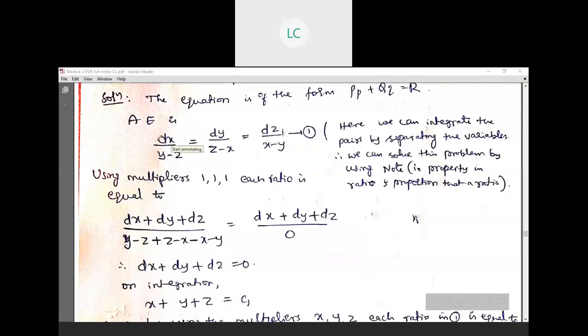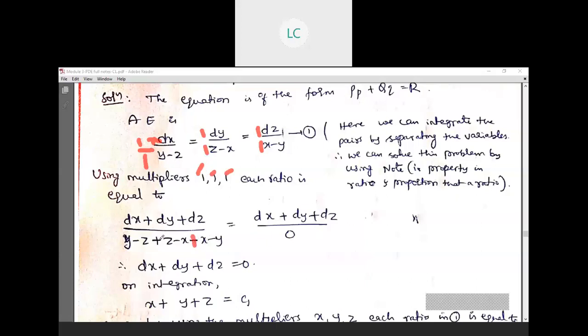That's why I already told you that you should multiply by 1 and divide by 1 in the first term. Next, this one you should multiply here and here, and the third one you should multiply here and here. Then this becomes dx. 1 into dx is dx, plus 1 into dy, plus 1 into dz, by 1 into y minus z is y minus z, plus 1 into z minus x is z minus x. Sorry, this is also a plus, not minus. Plus 1 into x minus y is x minus y.